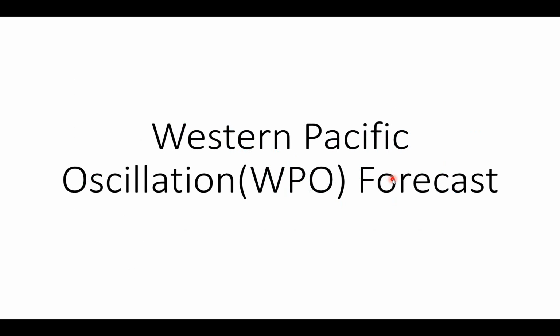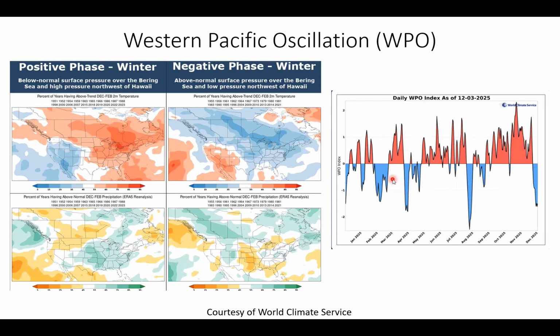And then finally, I wanted to introduce you to the Western Pacific Oscillation, the WPO forecast. Now, this has been significantly negative lately, so this is why I wanted to show it to you. This is courtesy of World Climate Services, both of these graphics actually. Positive phase of the Western Pacific Oscillation, okay? It's really a dipole pressure pattern between the Bering Sea and northwest of Hawaii. We're looking at the predominant pressure patterns over the Bering Sea to the west of Alaska and then to the northwest of Hawaii, right?